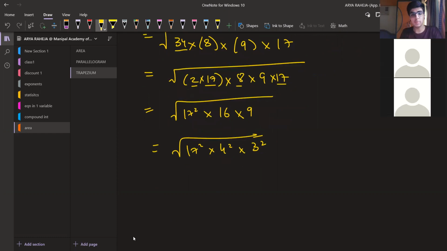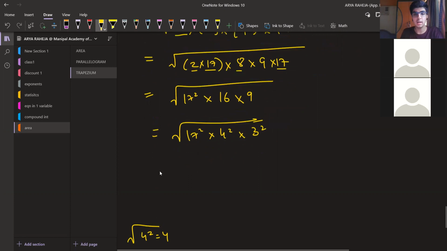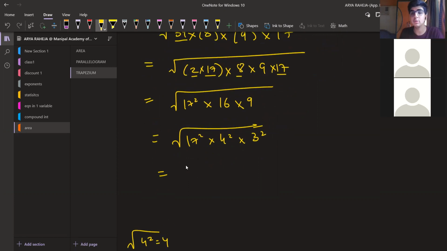And like I told you before, under root of 4 square is how much? 4 only. So under root of 17 square into 4 square into 3 square is nothing but 17 into 4 into 3, क्योंकि because the square root sign, ये square भी कट गया. So this is 17 into 4 into 3. And now you need to solve this and this will be the answer of the area of the triangle. ये part सबको समझा? We'll do more questions. आगे समझ में आ ही जाएगा.